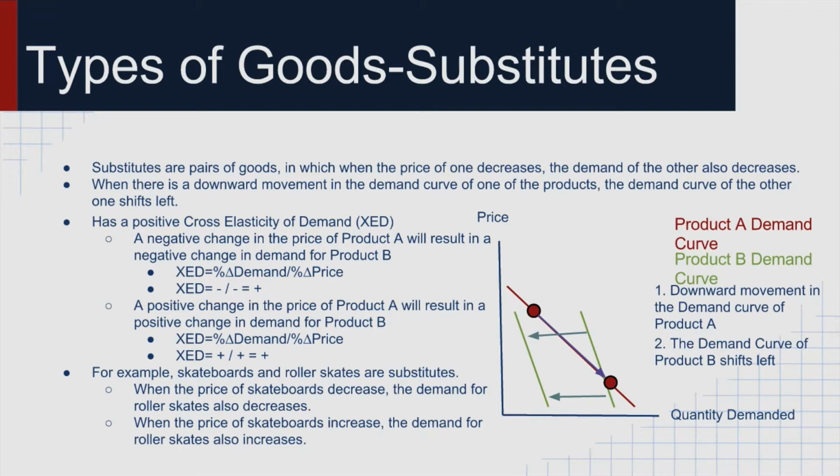When the price of skateboards increases, the demand for roller skates also increases. So when the price of skateboards increases, the demand for skateboards decreases and more people will want to buy the product they can buy instead of skateboards, which are roller skates. So skateboards and roller skates have a positive cross-elasticity of demand.